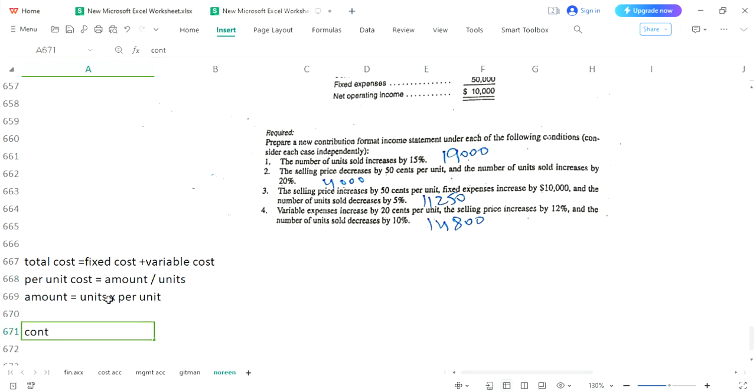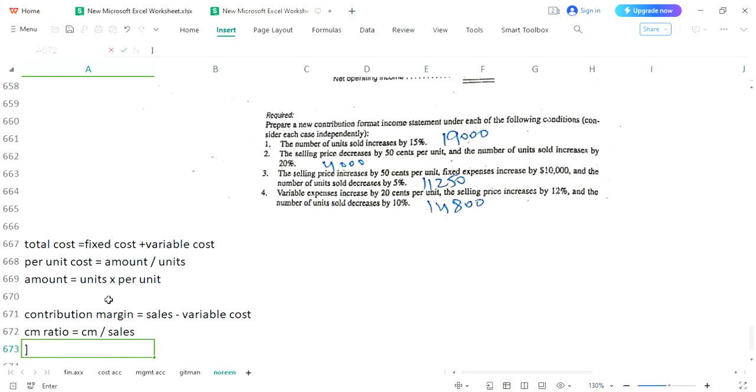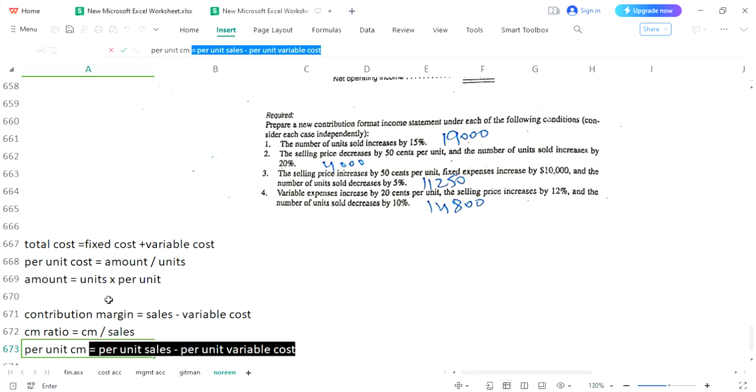Then you do know your contribution margin. Simply you subtract variable cost from sales. Then you have the contribution margin ratio. How? CM would be divided by sales. As you are well familiar with CM now, instead of writing complete contribution margin, I'm writing CM. And then you must know per unit CM. You calculate it by taking per unit sales and subtracting per unit variable cost out of it.